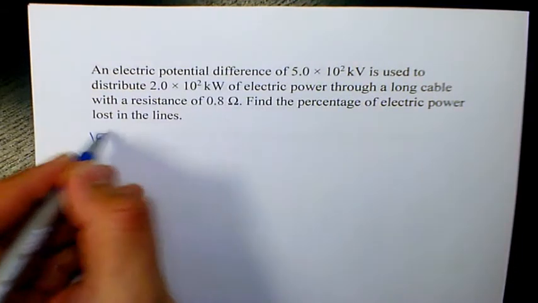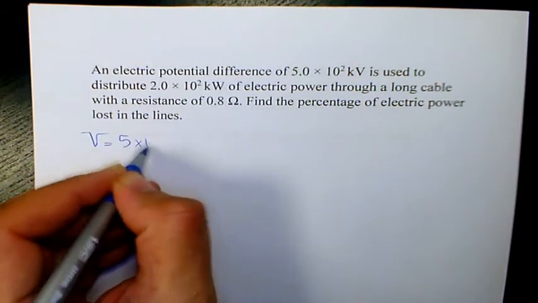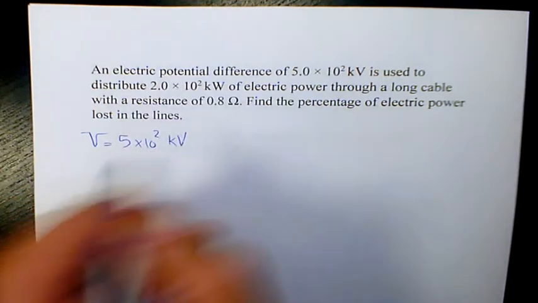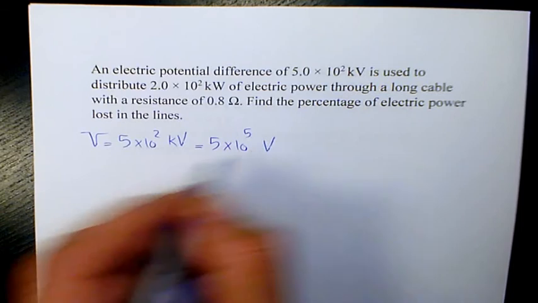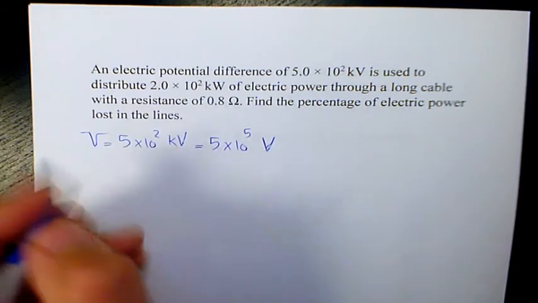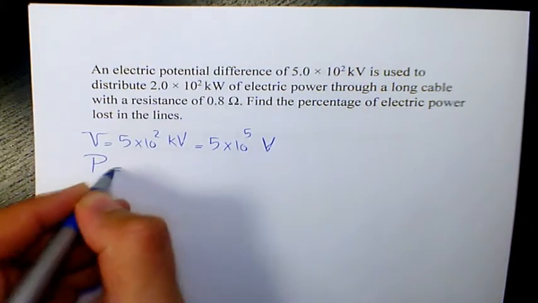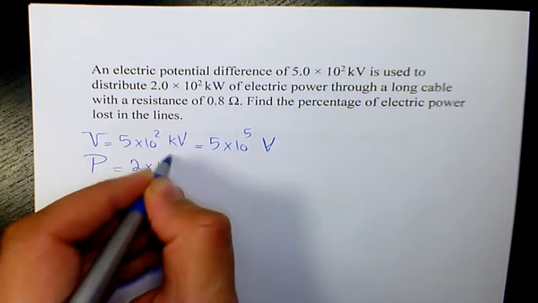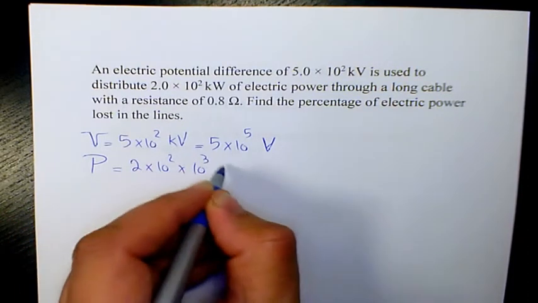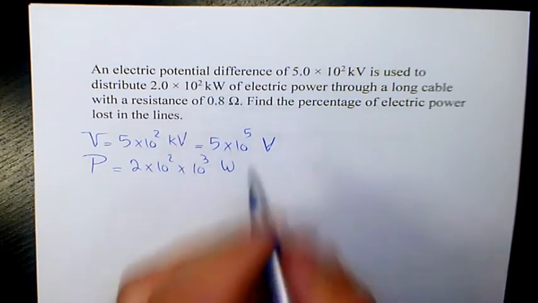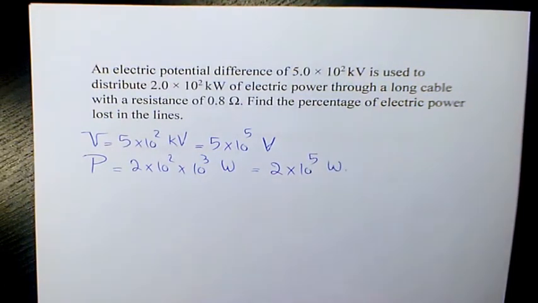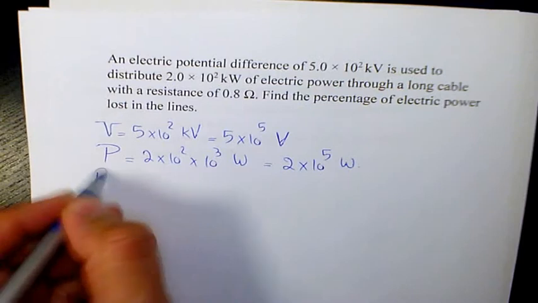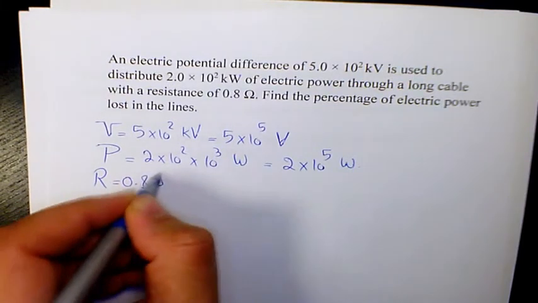So V is 5 times 10 to the power of 2 kilovolts, which is going to be 5 times 10 to the power of 5 volts. Power is 2 times 10 to the power of 2 times 10 to the power of 3 watts, because it's kilowatts, we need to convert it to watts. So it's going to be 2 times 10 to the power of 5 watts. The resistance is 0.8 ohm.